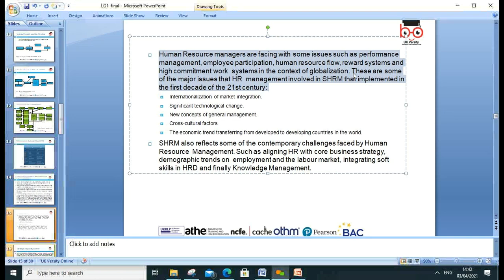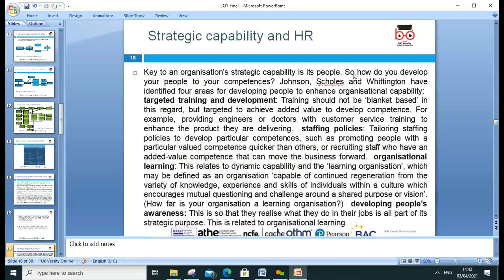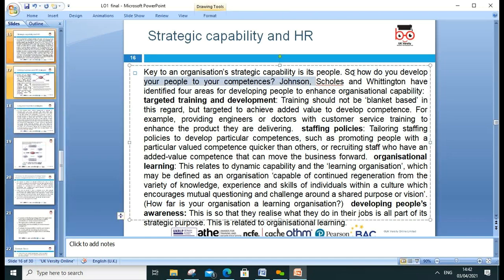Recently, there was the Primark building fire in the manufacturing factory in Bangladesh. So we have to think about what policies we have before giving a contract to outsiders as a company. For HR capabilities, we need to look at the organization. According to scholars Johnson and Scholes, we need to focus on targeted training and development, on the staffing policies in our organization, and on the organizational learning dynamic.